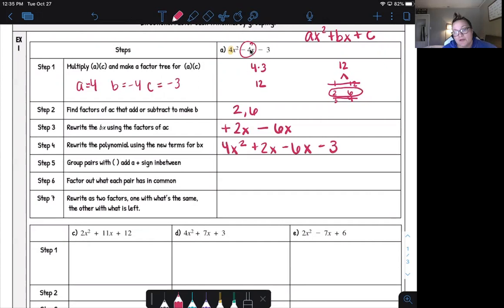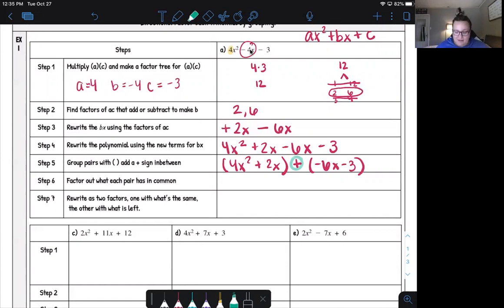Then we group our pairs with parentheses and put a plus sign in between. So we're going to put 4x squared plus 2x in parentheses, a plus sign, and then -6x minus 3. So I need you to always remember to put your plus sign in between these two grouping symbols because we don't want to multiply them. We want to add them in this step.